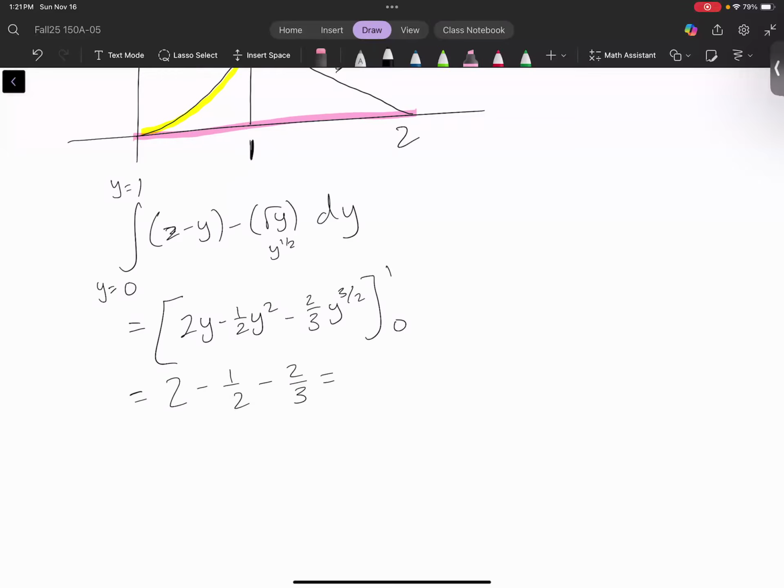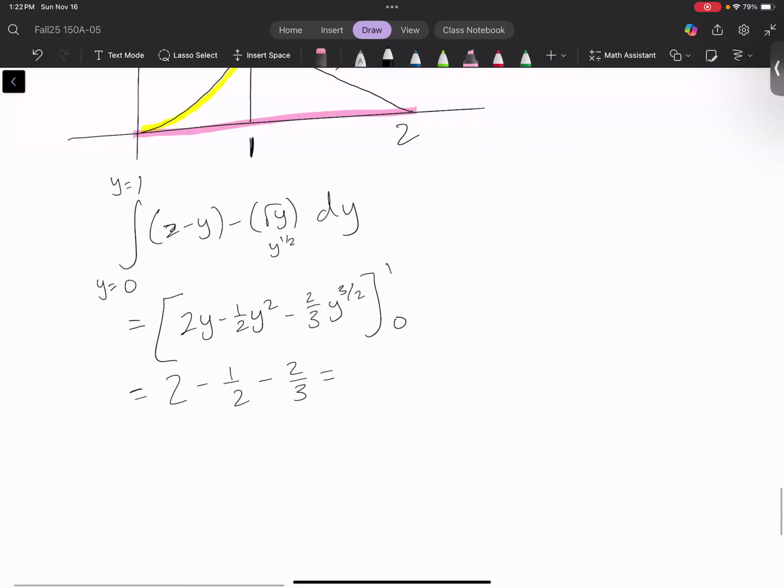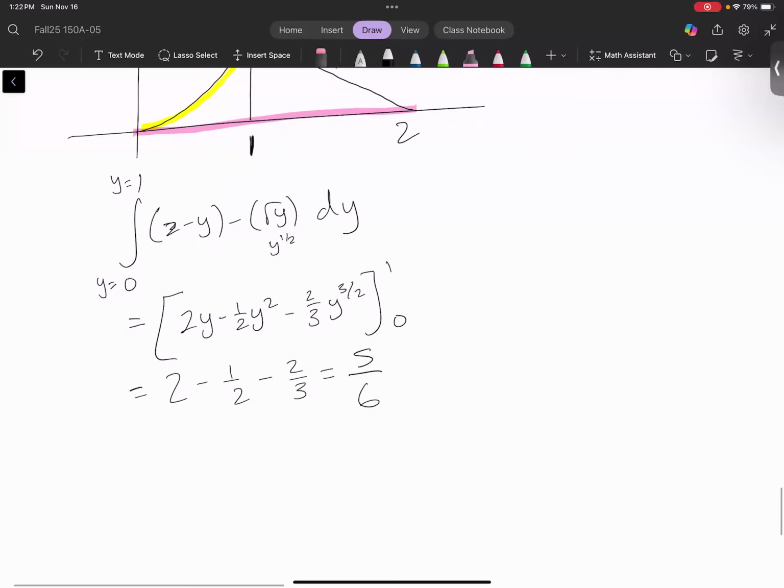And that'll be, I don't know what that will be. Well, it should be the same answer that we got, because it's the same area. 5/6. Let me see if that's right. Yep, that's right. Okay. And that is the answer we got last time, right? And it better be the same answer because the area didn't change, right? It's the same area. Okay.